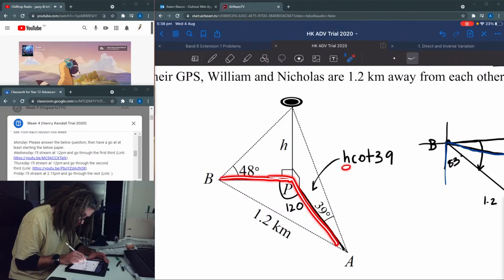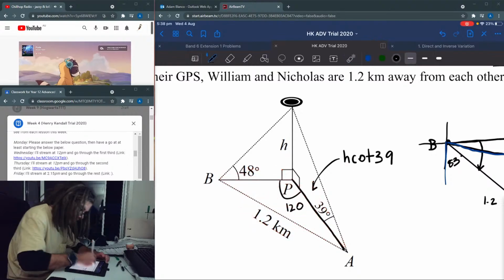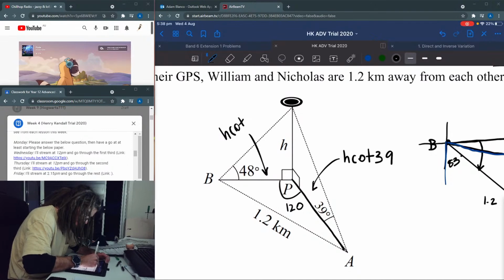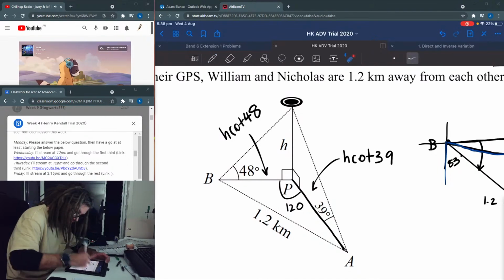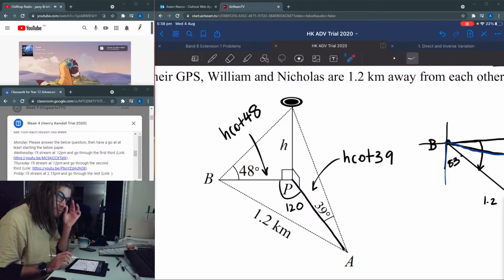And therefore, this triangle down here, I can use the cosine rule on that because I know all three sides and an angle. That's what you need for the cosine rule. So using the same property, I can say that that's h cot 48. Purely by symmetry, they're the same line essentially, just a different angle. And now I have all the ingredients I need.